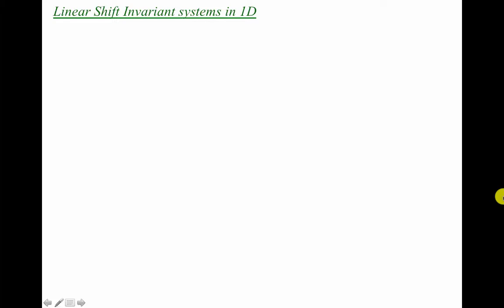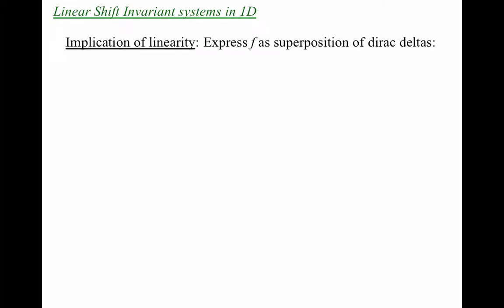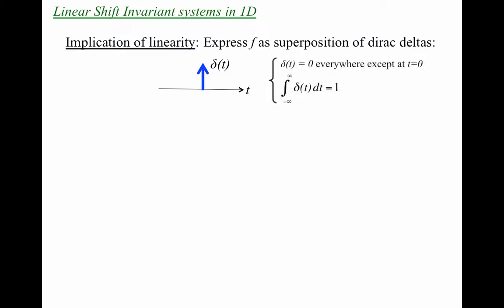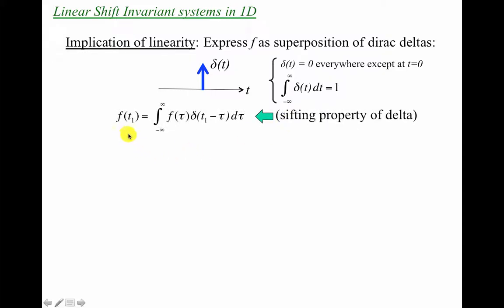Now, linearity has very important properties for simplifying the characterization of a system. We can express our input f as a superposition of Dirac deltas. The Dirac delta is a very special generalized function that is zero everywhere except at the origin, and it has a large spike at the origin such that the integral of this function over all of time is equal to 1. The Dirac delta also has the important shifting property that allows us to express any function f as a superposition of shifted deltas that are weighted by the corresponding value of f at that point.